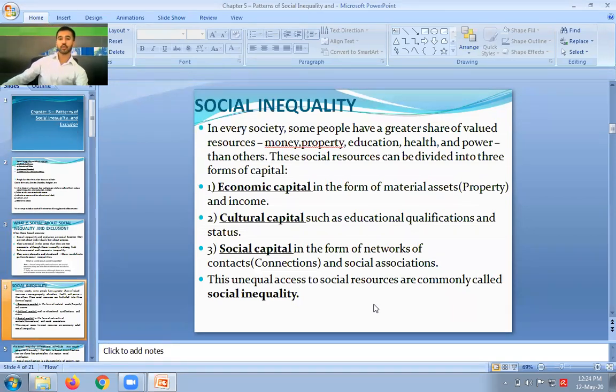Now we understood what is social about social inequality and social exclusion. Now we can understand what is social inequality. It should not be a difficult thing for you to understand. In every society, look at your screen. Concentrate on your screen.